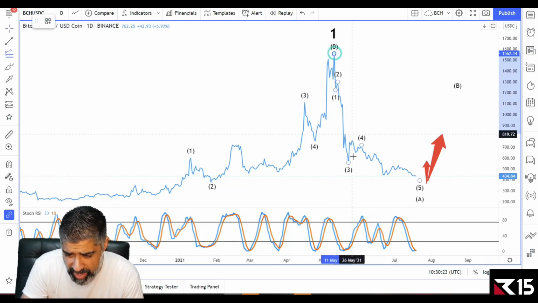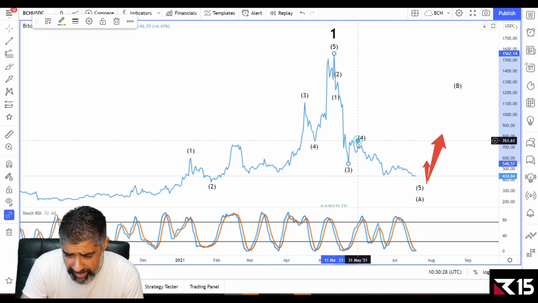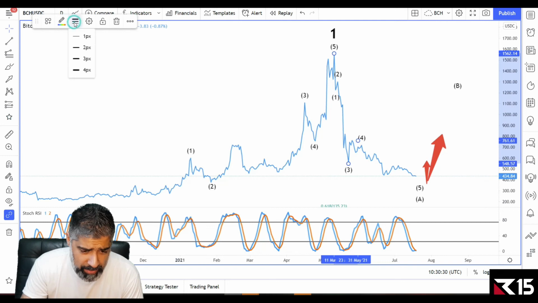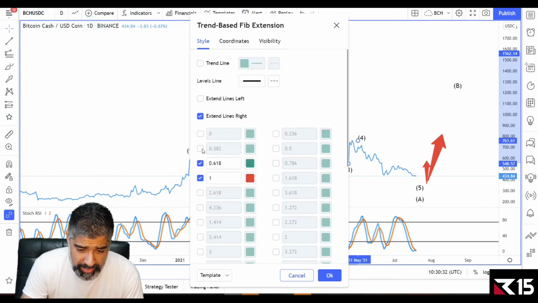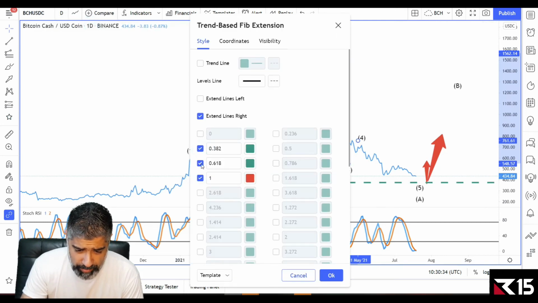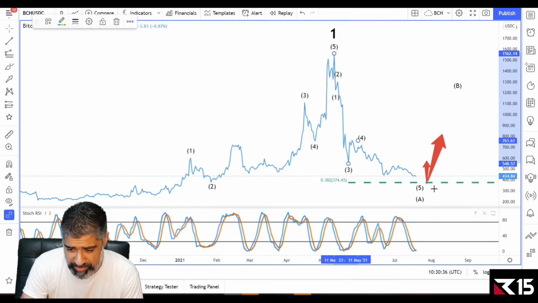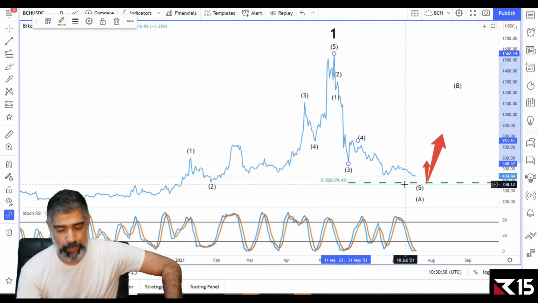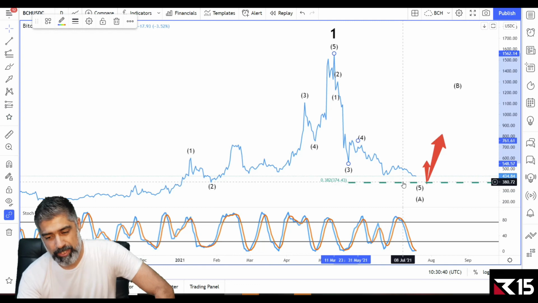So the typical end of wave 5 is measure 1 to 3, projected from wave 4, and 62% is the most typical, but the minimum is 38%. So we're likely to get it to around the 38%. More common is 61.8%, but in this case, 38.2 is likely.